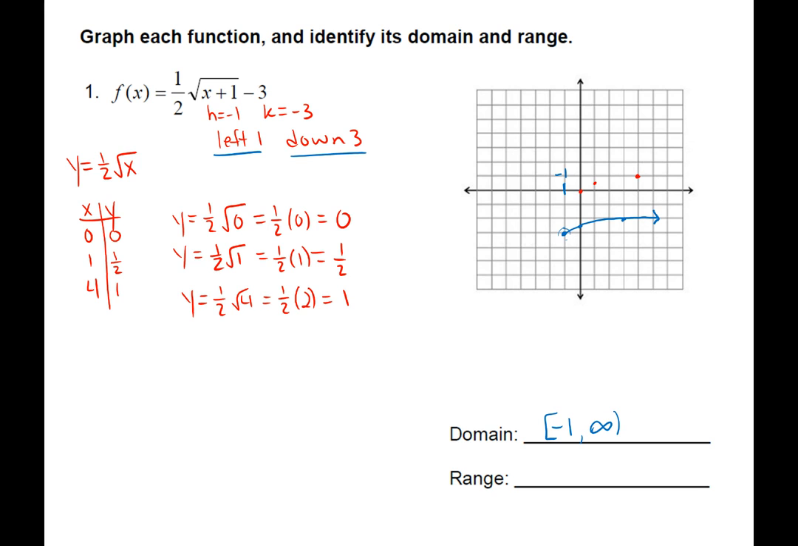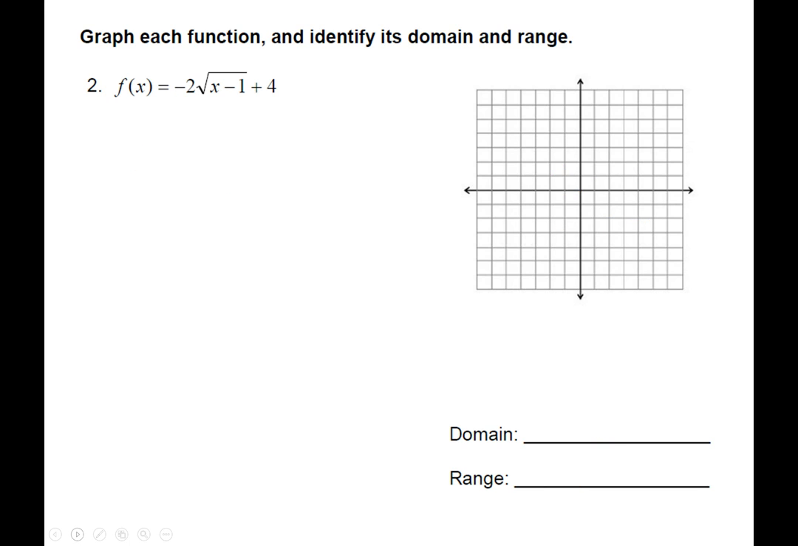For the range, I'm looking for the lowest point on the graph, which happens to be that same point. And the y value there is -3. So I would say -3 and then all the way to infinity. So we always go smallest to biggest. And that's the graph. Next, this one, we are going to do basically the same thing.